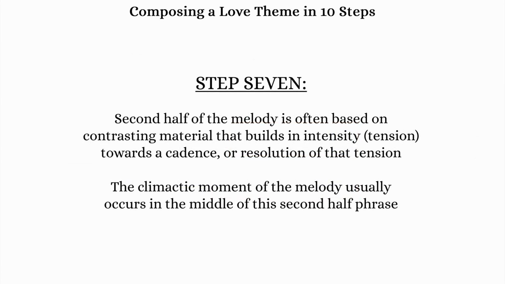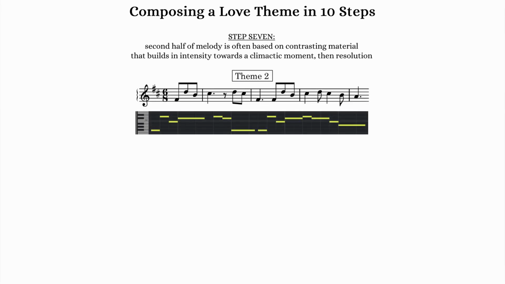So on to step 7. The second half typically starts with contrasting material that builds in intensity through the phrase and reaches a climax before resolving at the end. This is often where we get a clear contour, perhaps a melody that rises to a high note before falling back down. I'll explore this step more thoroughly using my second theme, the one in B minor.